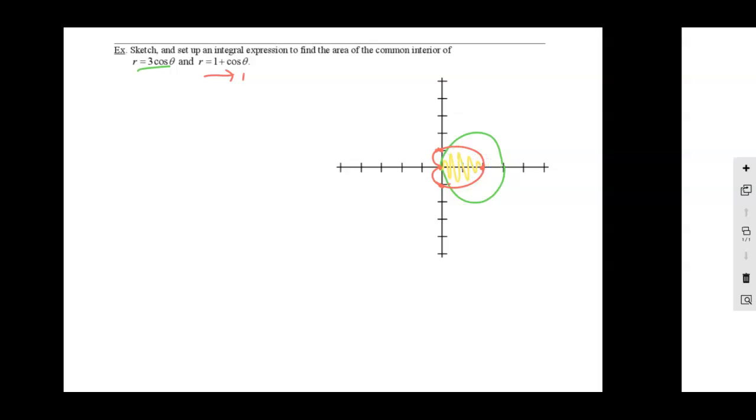Which, because of symmetry, we're actually going to focus. Could we do the whole thing? Yes, but we're going to use some symmetry. And we're going to focus on just this top part, right? I can see that I've got the intersection point, but we're just going to find the top part, and then we're going to multiply it by 2.